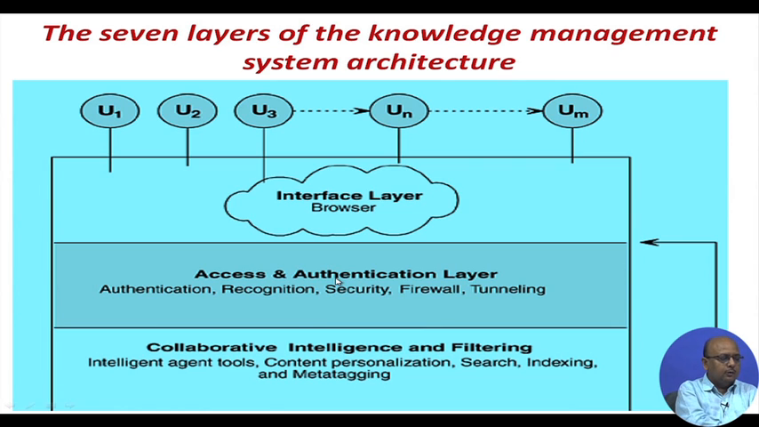So, before it goes to the user, we go through the access and authentication process. Okay. We make sure that the knowledge is authenticated and recognized, you have security systems, there is a medium through which the knowledge is going to you. Okay. And then we move to the next part, that is the collaborative intelligence filtering, where you have tools, personalization tools, searching, indexing and meta-tagging. These things help you to codify the knowledge in a structured form, and then it is authenticated and moves to the interface layer through which people can make use of the knowledge.